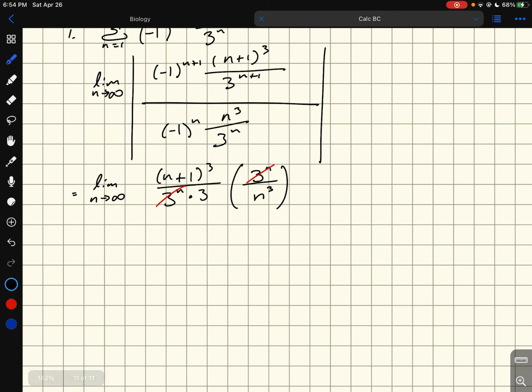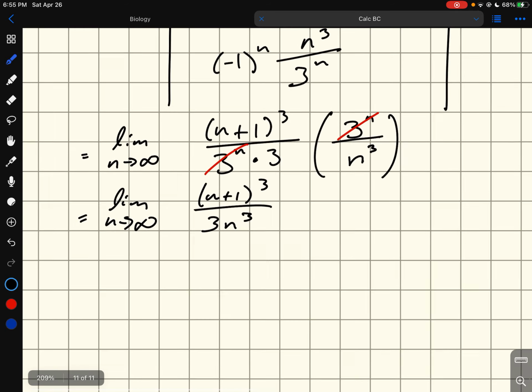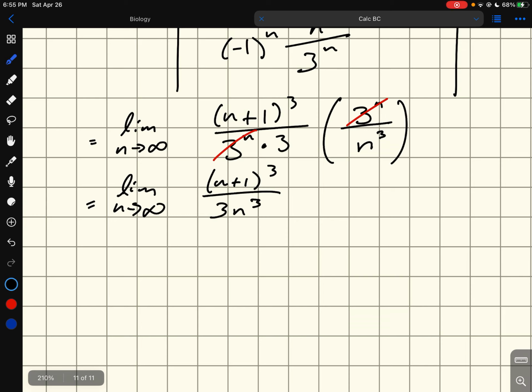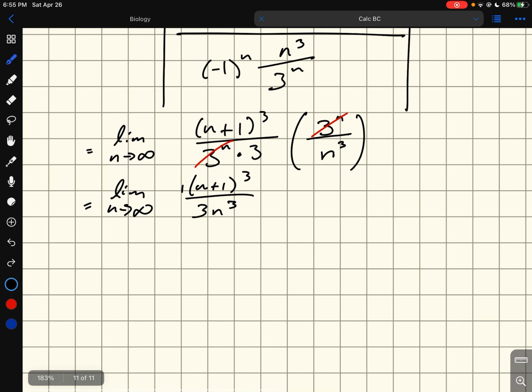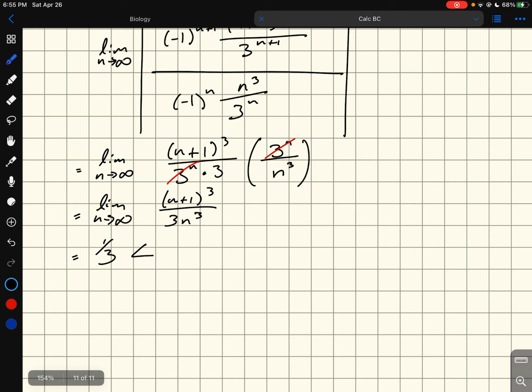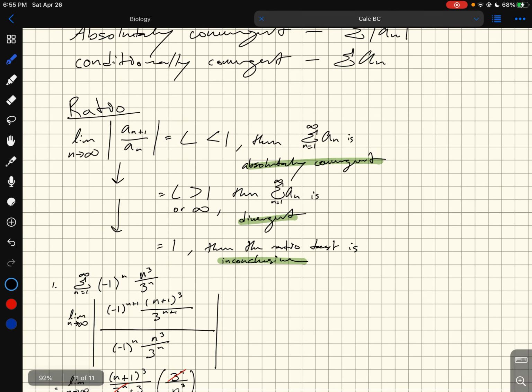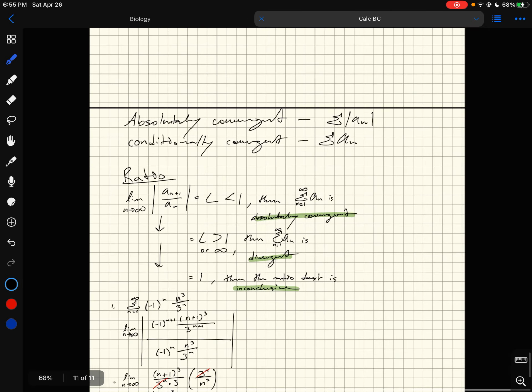We have the limit and whatever's left over: (n plus 1) cubed over 3n cubed. Now this is nice because if our limit approaches infinity and our degrees are the same, which they both are, this is degree 3, this is degree 3, then we just take the ratio of the coefficients. So there's an imaginary 1 there, and we have a 3 here, so our ratio is 1/3. And as you can see, this 1/3 is less than 1, so that means our series is absolutely convergent.